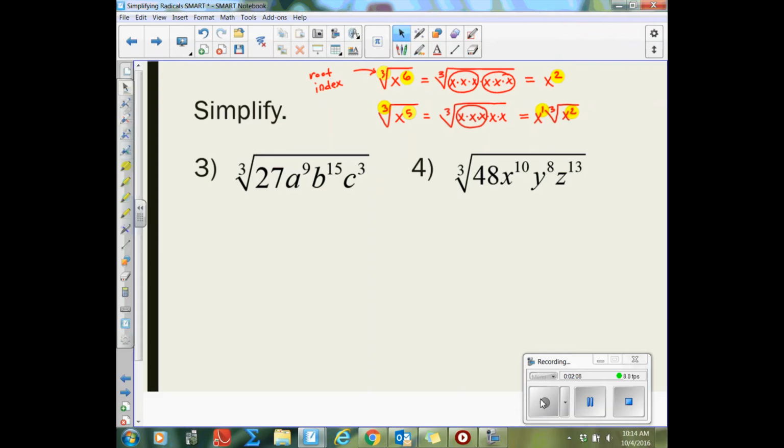So first we want to realize that 27 is a perfect cube. And if my exponents are divisible by 3, multiples of 3, then they are also perfect cubes. The cube root of 27 is 3. The cube root of a to the 9th, we have 9 factors of a. 9 divided by 3 is 3 sets of 3.